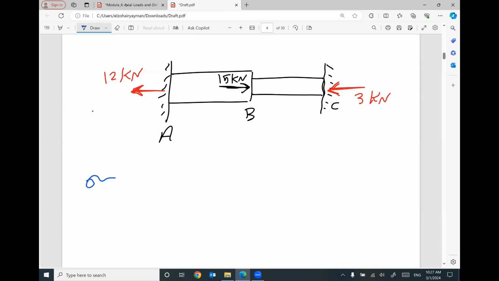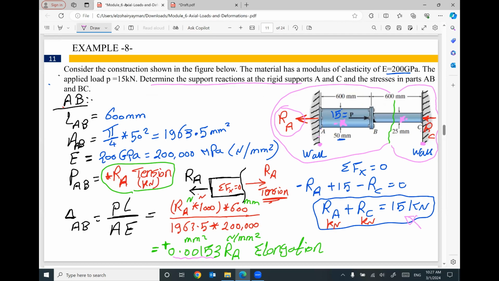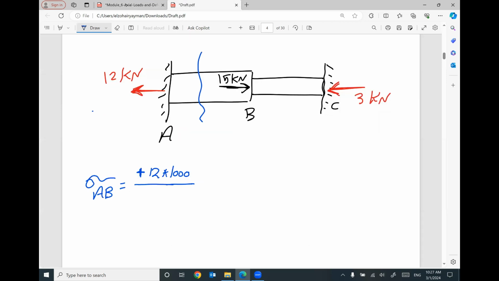So stress in part AB will equal the applied force in this part, which is tension 12 kilonewton. I'm going to multiply it by 1000 and divide it by the area of this part, 1963.5 Newton per millimeter square. This will be the stress in part AB. 12,000 divided by 1963.5, so the stress will be 6.11 megapascal. And this one will be tensile stress.